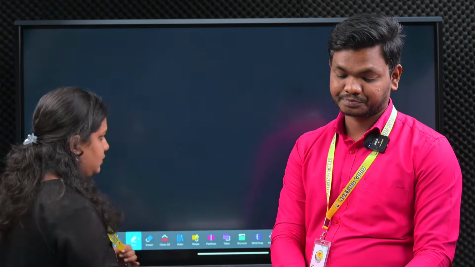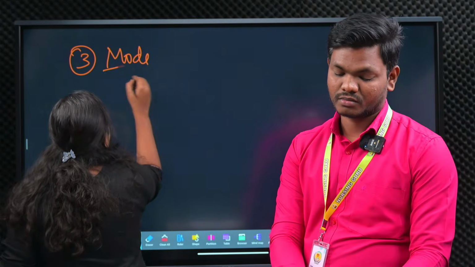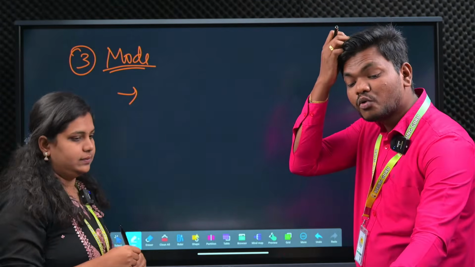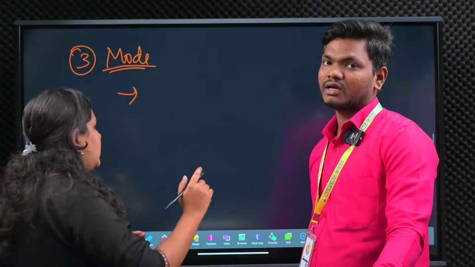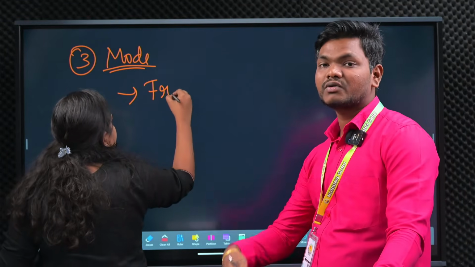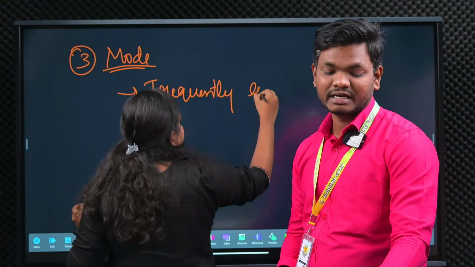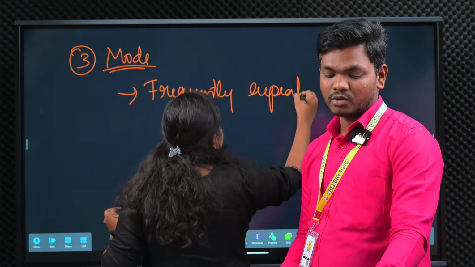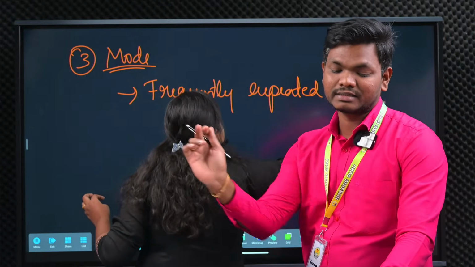The next, third one is mode. So what is mode? Mode is the value that appears most frequently in the data. Repeated value. Okay. So which number is coming frequently or repeatedly, that will be called a mode. A data set may have one mode, more than one mode, or no mode also.